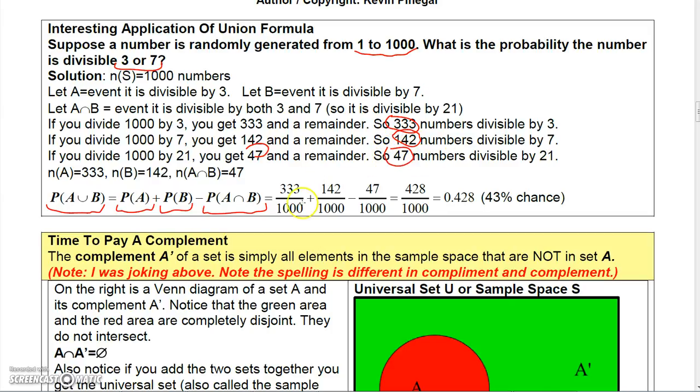And so now, the probability of divisible by 3 would be 333 out of 1,000. The probability of being divisible by 7 would be 142 out of 1,000. And the probability of getting a number divisible by both 3 and 7 would be 47 out of 1,000. And then add these two together and subtract this one, and you get 428 out of 1,000, which is 0.428, or about a 43% chance. So it's an interesting concept there.